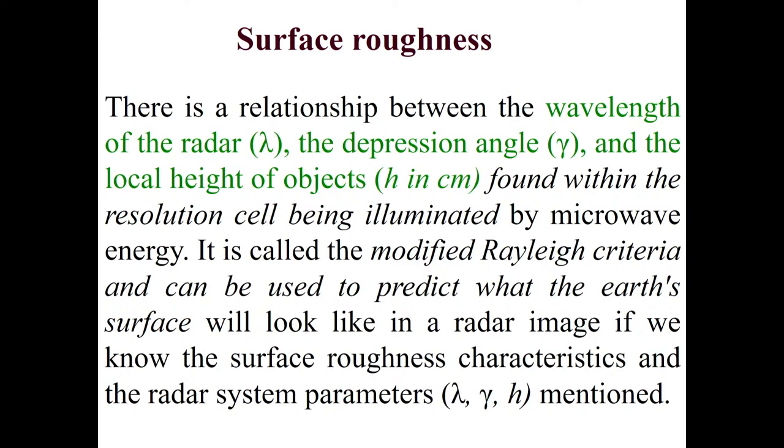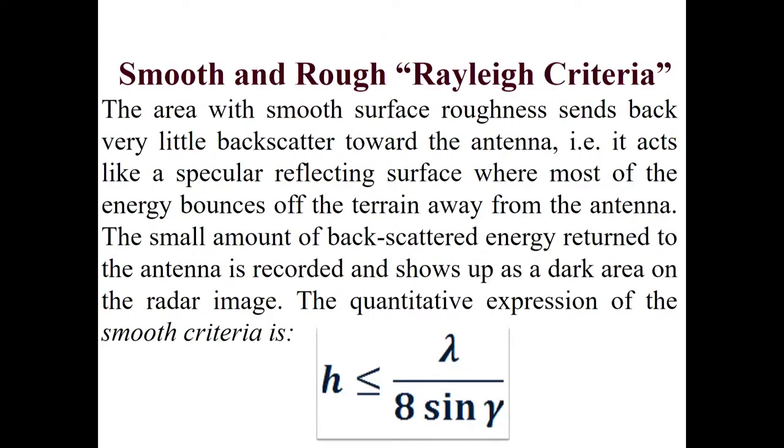Now surface roughness is defined based on the radar wavelength, the depression angle, and the height of the object on the Earth's surface. So the very famous Rayleigh criterion is used to measure the surface roughness. Now this is the smooth and rough Rayleigh criterion.